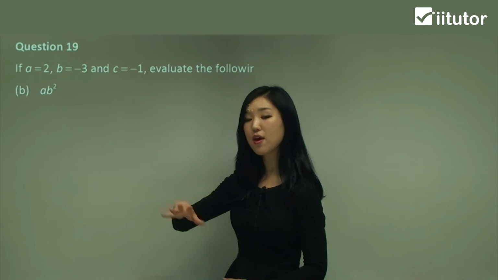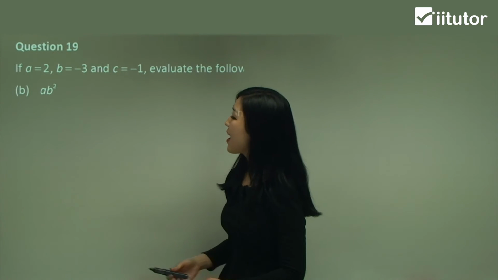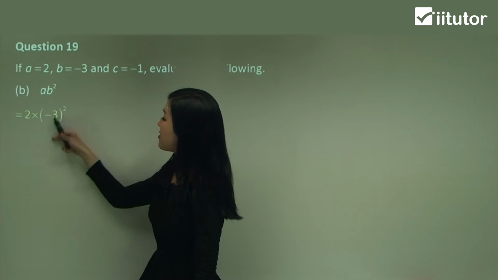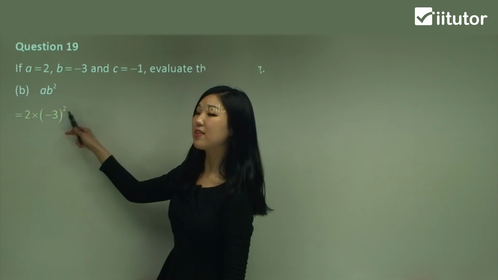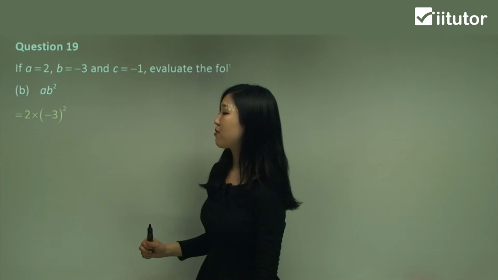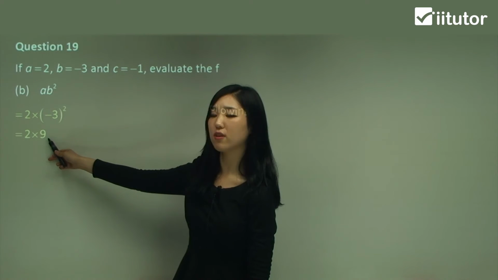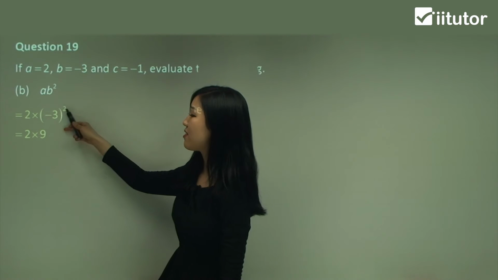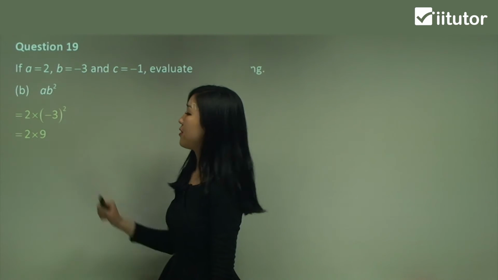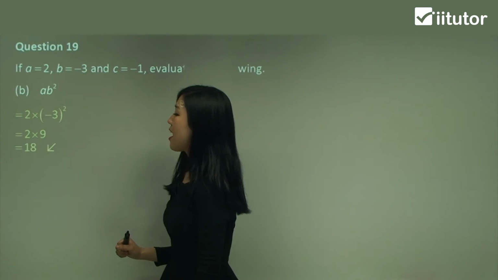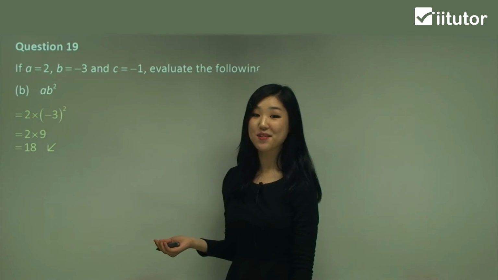So A times B squared. So A is 2 and B is negative 3, so we're just squaring the negative 3. And negative 3 squared is negative 3 times negative 3, which makes positive 9. Just remember guys, anything squared is positive. So negative 3 squared is 9, and then you do 18. That's the answer. Okay?